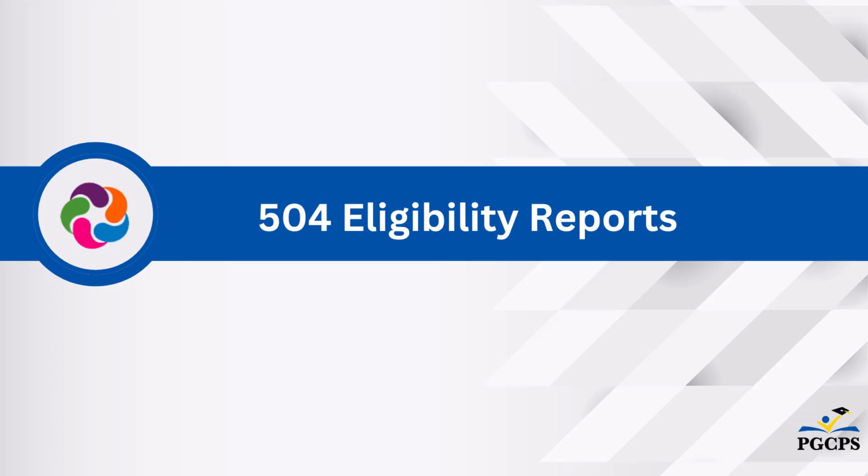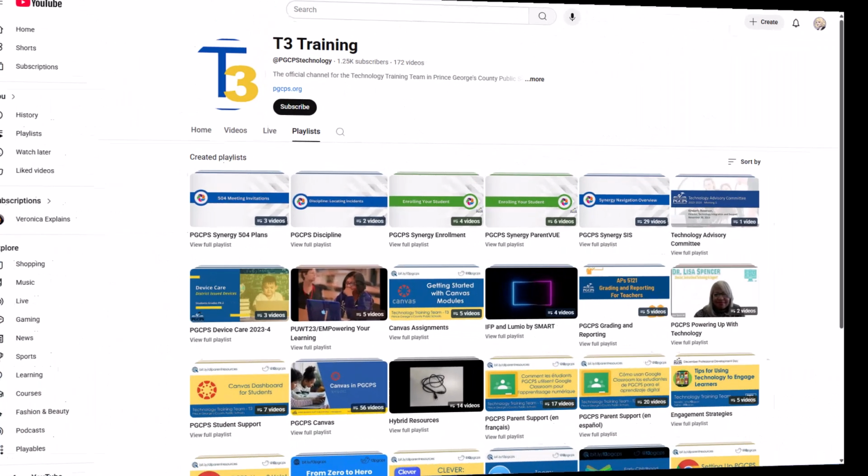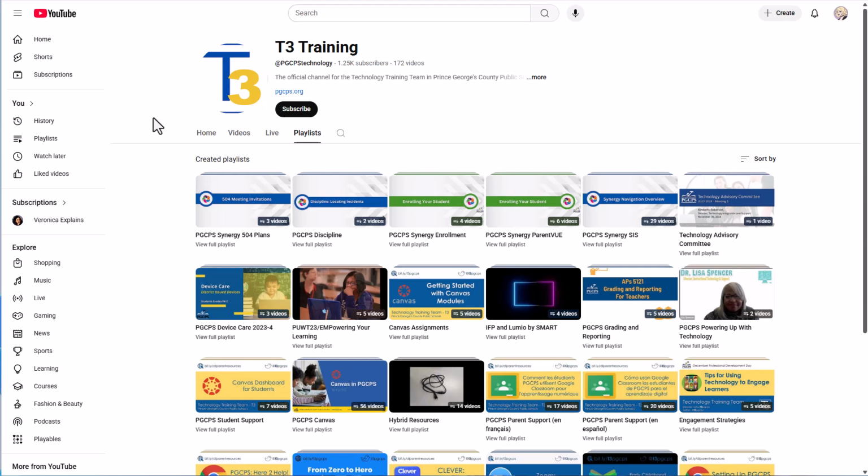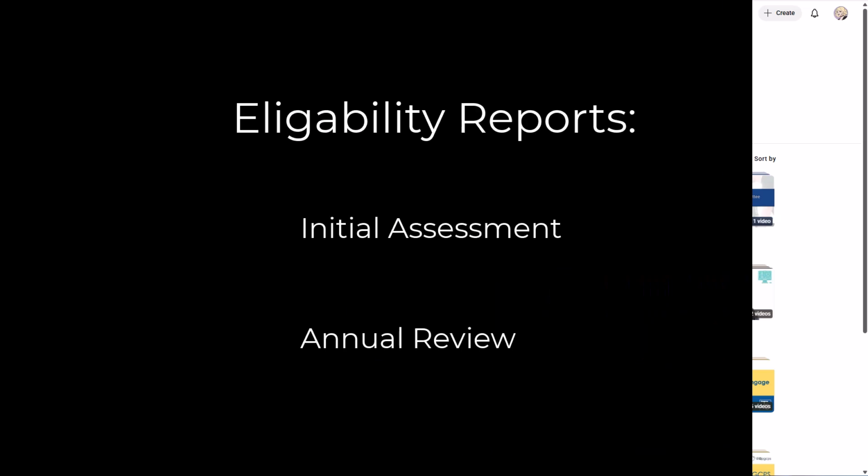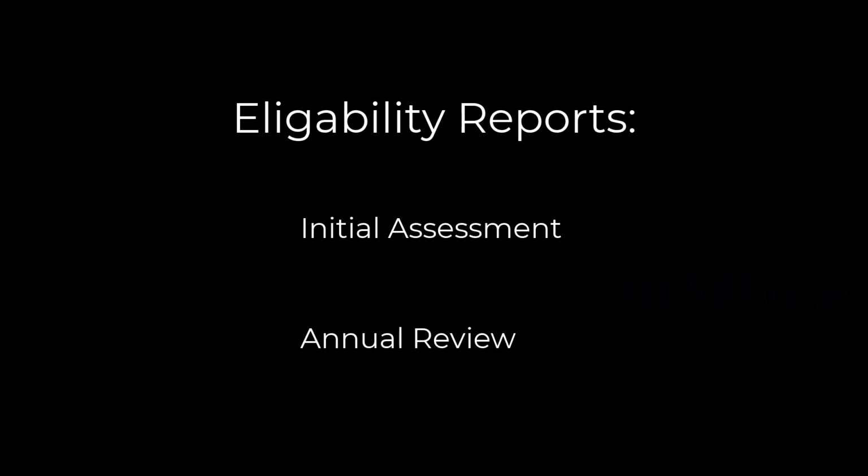Today we're going to show you how to create a 504 plan eligibility report. This video is part of a series for staff that has access to the 504 plan module in Synergy. To learn about creating accommodation plans, evaluation consent documents, or meeting invitations, please see the relevant video on our YouTube channel. Eligibility must be determined during the initial assessment and at the annual review.